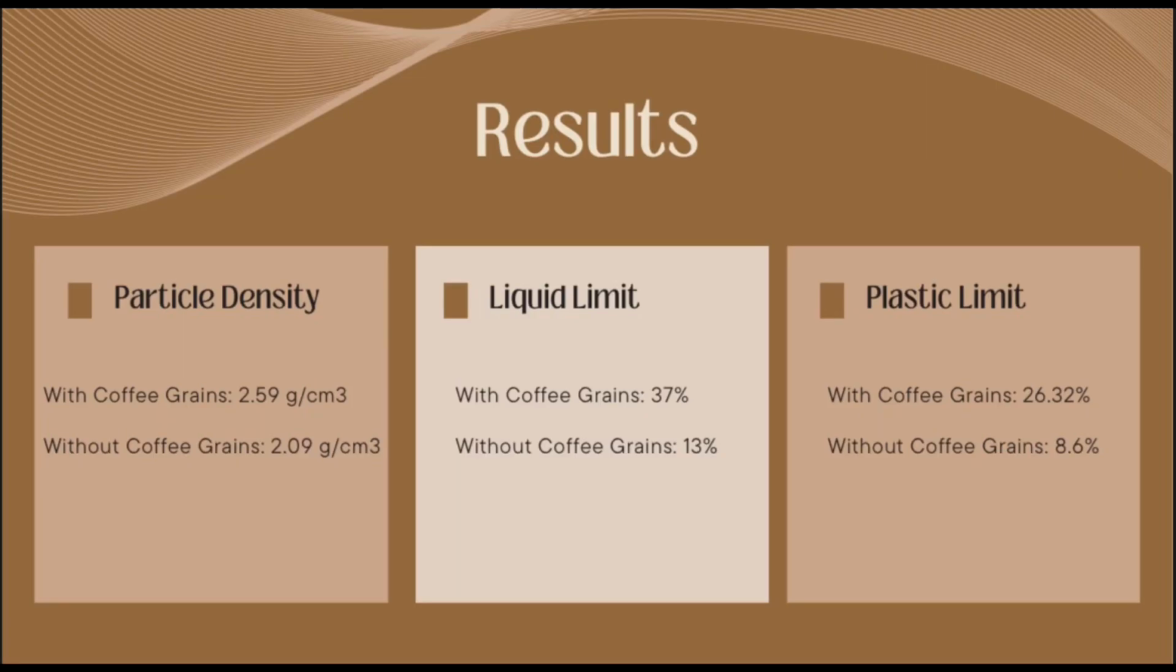For the result, particle density showed that soil sample with coffee grains is 2.59 gram per centimeter cube, while soil sample without coffee grains is 2.09 grams per centimeter cube. For the liquid limit test, soil sample with coffee grains is 37%, while soil sample without coffee grains is 13%. And lastly, for plastic limit test, soil sample with coffee grains is 26.32%, while soil sample without coffee grains is 8.6%.